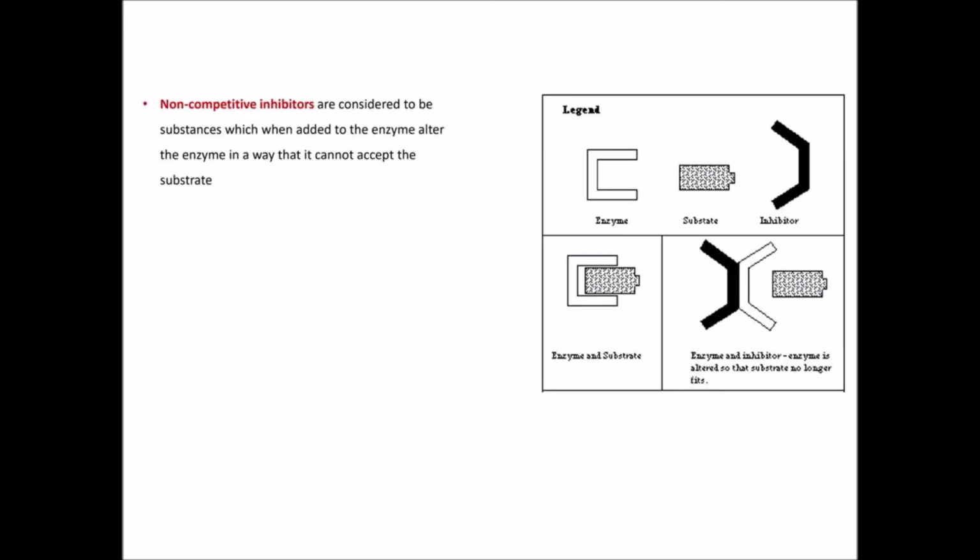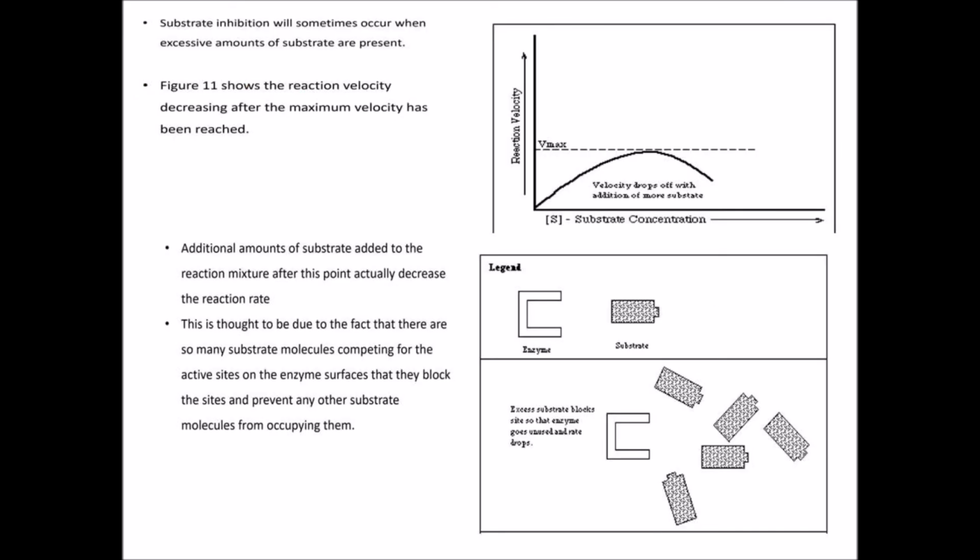Non-competitive inhibitors are considered to be substances which, when added to the enzyme, alter the enzyme in a way that it cannot accept the substrate. That is shown in this figure. Substrate inhibition will sometimes occur when an excessive amount of substrate is present. Additional substrate added to the reaction mixture after this point actually decreases the reaction rate.